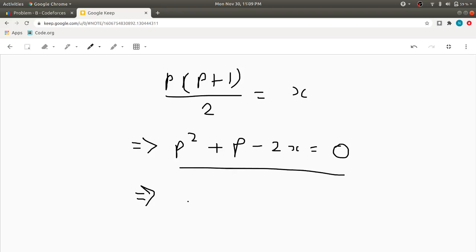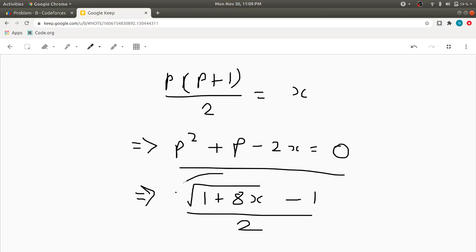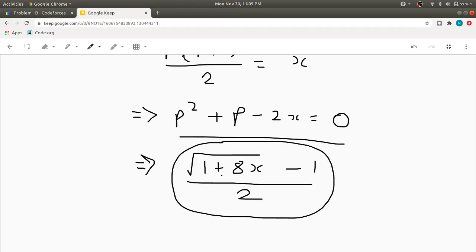Let's see what we are going to get. We are going to get 1 plus root of 8x plus 1, minus 1, divided by 2. So our valid solution from Sridhar Acharya formula for the above equation will be this. This is the thing that is going to solve this problem in order 1.